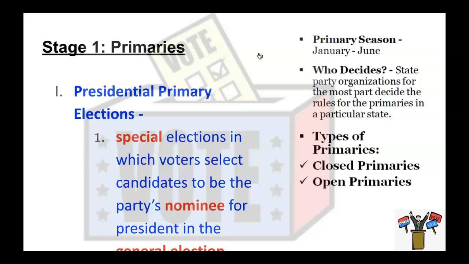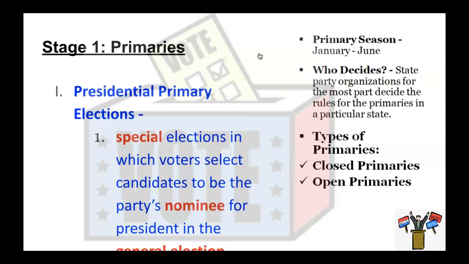Let's talk about primaries, though. Primaries basically work like this. Presidential primary elections are special elections in which voters select candidates to be the party's nominee for the president in the general election, if you can see that down there. Basically, primaries are special elections that allow for people just to go to the polls and vote for the best person. In many ways, they're more simple and more refined than caucuses.